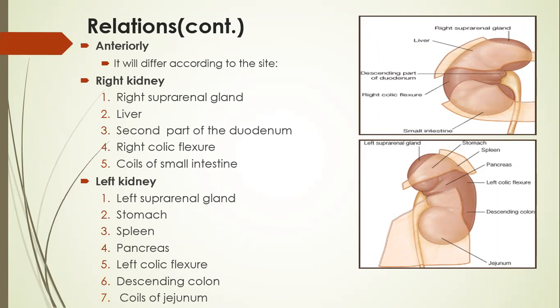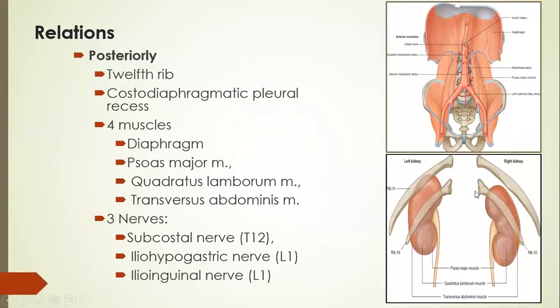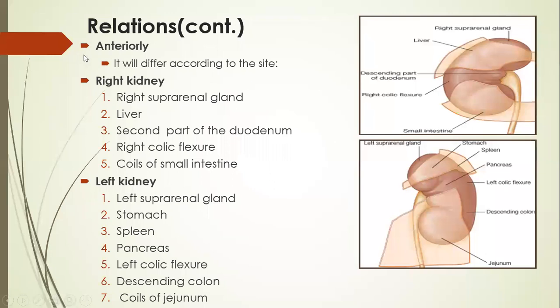Okay, anytime. Coming to the anterior relation: the posterior relation on either side, both the right and left kidney, is the same, but the anterior relation is different for the right kidney and the left kidney. So anteriorly it will differ according to the side. On the top, which is the same for both kidneys, the suprarenal gland will be present. So on the right side will be the right suprarenal gland, on the left side the left suprarenal.